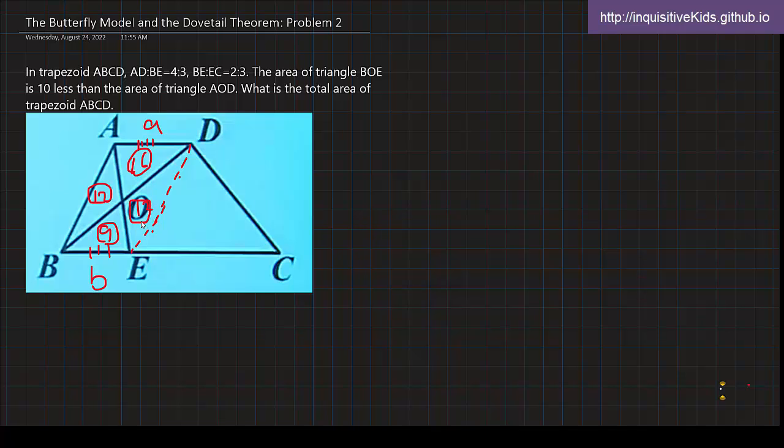And remember, we know that the area of triangle BOE is 10 less than the area of triangle AOB. So 10 is their difference in area, but their difference in units is 7 units. So how much would 1 unit be? 1 unit would be equal to 10/7.